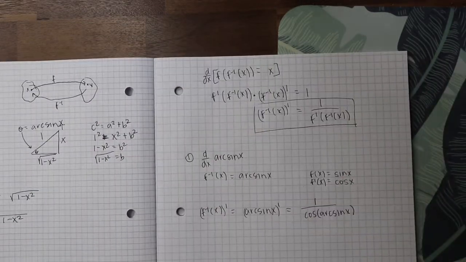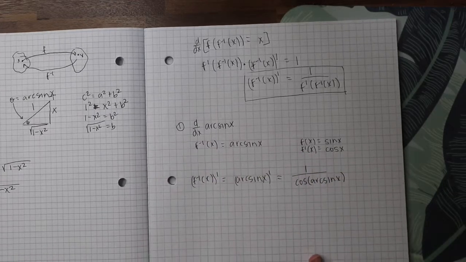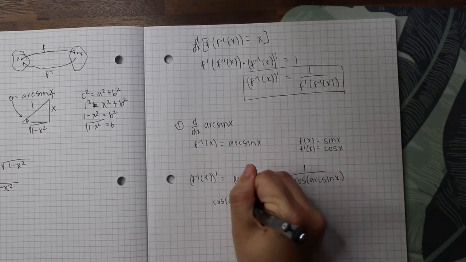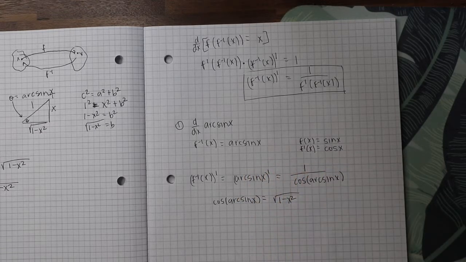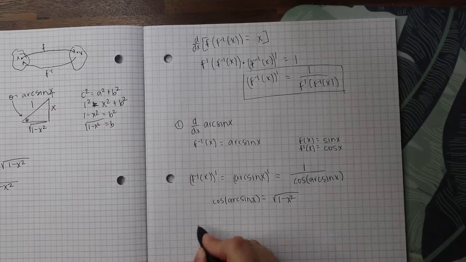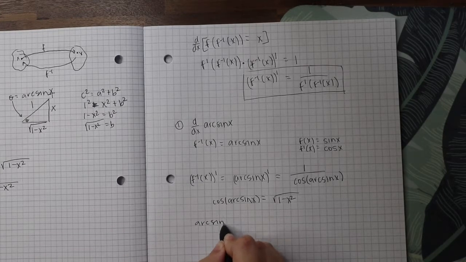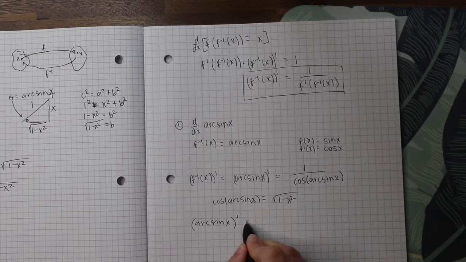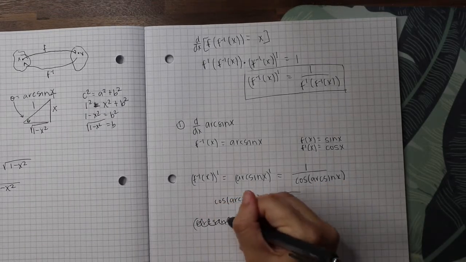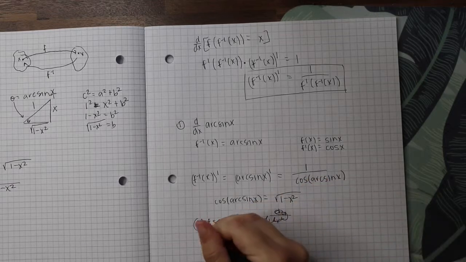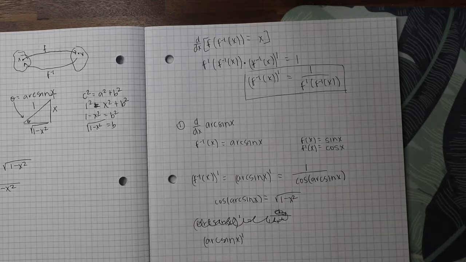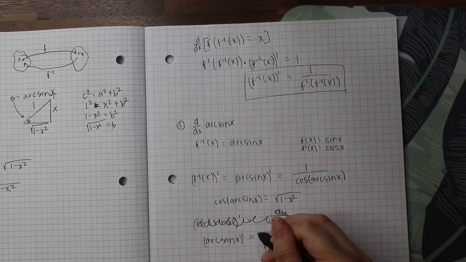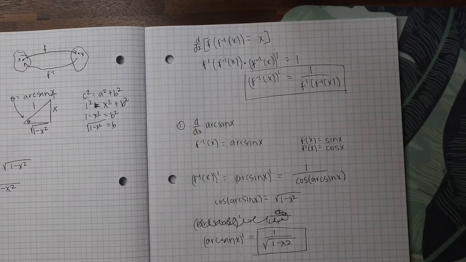Okay, so let's move back over to our problem. We found that cosine of arcsine of x was the square root of 1 minus x squared, so we can just plug that in. So the derivative of arcsine of x is equal to, okay, I made a little mistake here, let's rewrite that. The derivative of arcsine of x is equal to 1 over the square root of 1 minus x squared. That's our final answer.